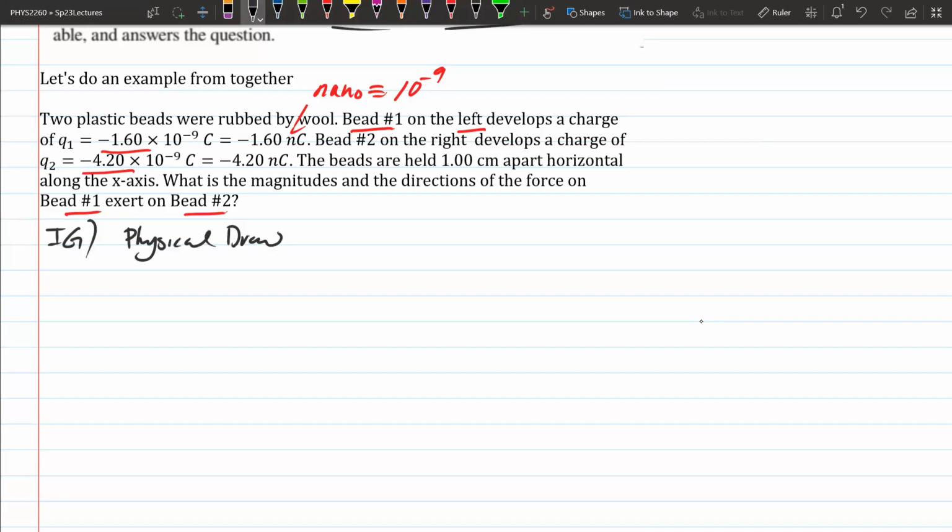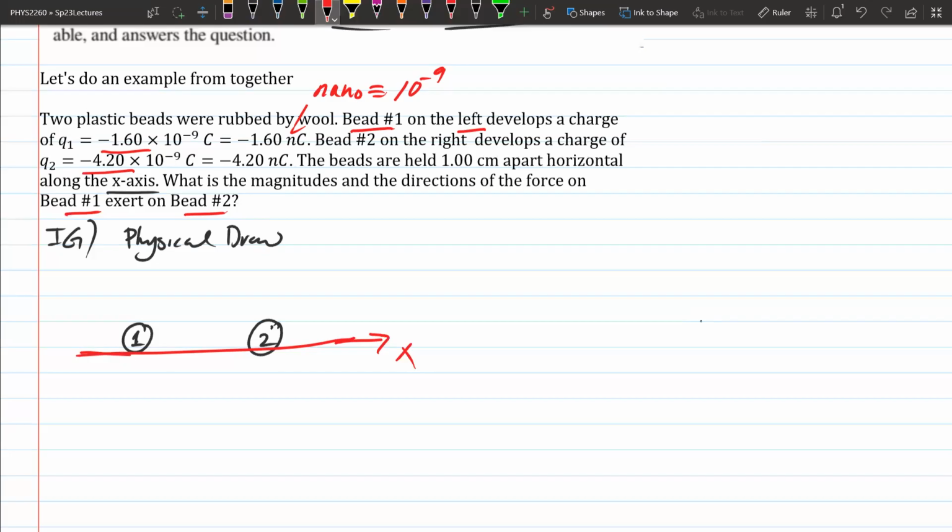Let's just try to do the physical drawing. So we have 2 beads. Number 1 is on the left, number 2 is on the right. The problem tells you it's on the x-axis, so the x-axis is actually somewhere along here. We don't know where the origin of the x-axis is, but maybe it will not be relevant anyway.